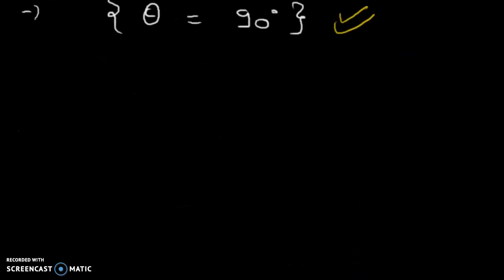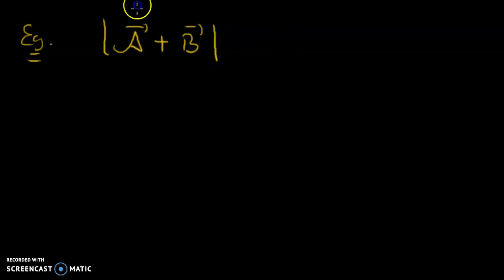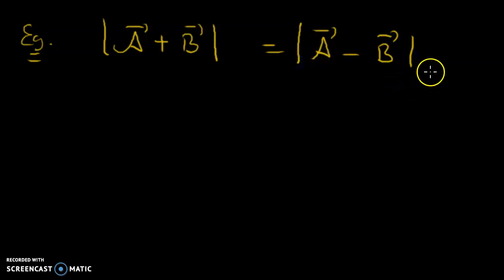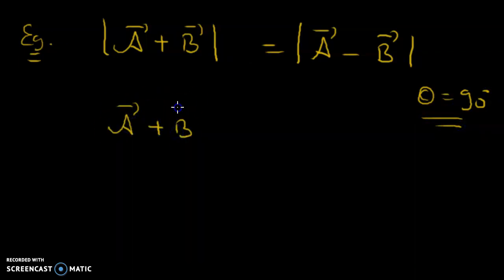Okay, I'll ask you a conceptual question over here. If you pay attention, the mod of vector a plus vector b is equivalent to the mod of vector a minus vector b, their difference, and it can be so if theta is 90 degrees. We just proved that. Can I say that vector a plus vector b is equivalent to vector a minus vector b?